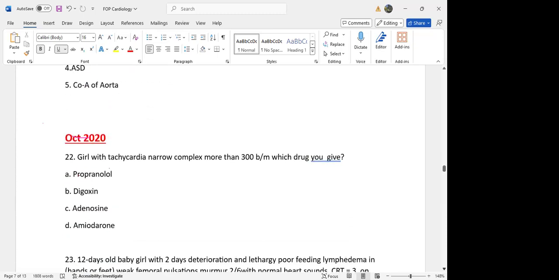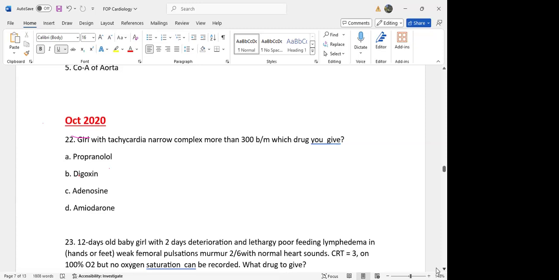Next, a girl with tachycardia, narrow complex, more than 300 beats per minute. Which drug will you give? So directly they are going to ask about the drug. Which drug will you give in this case? This is most likely adenosine.